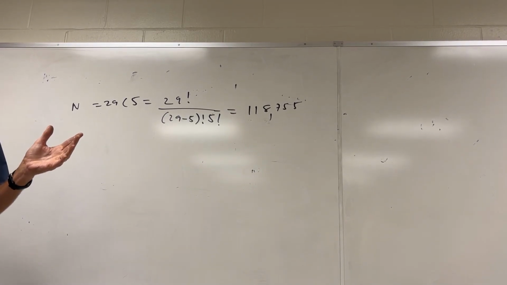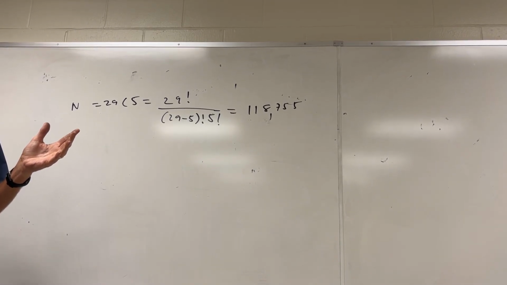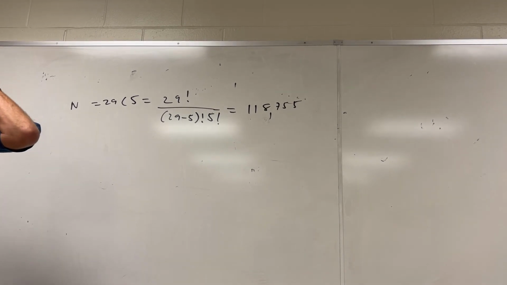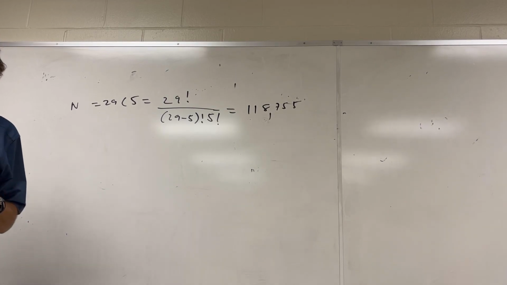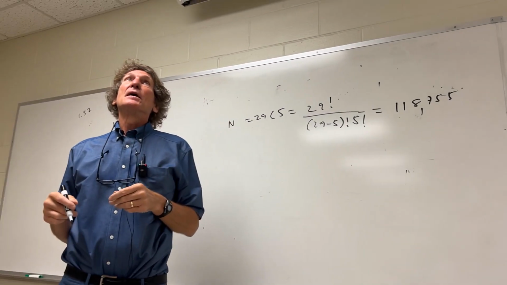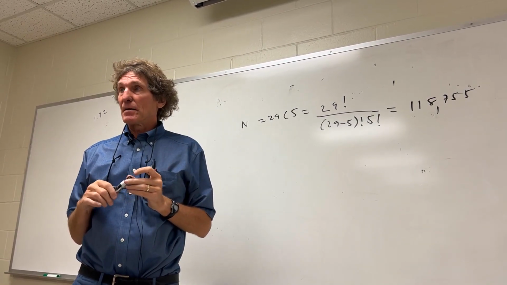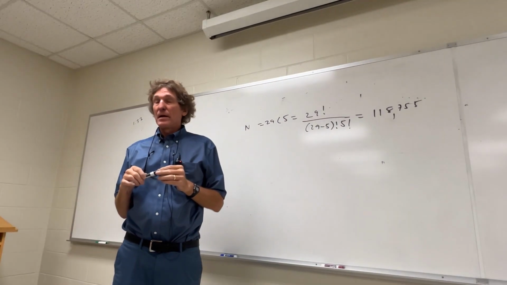Well, we need it though. We're going to need it. What's the next question? I mean, I need this before I do anything else. Okay, so that's taking 5 at a time. That's the number of different combinations, not permutations. Go ahead.